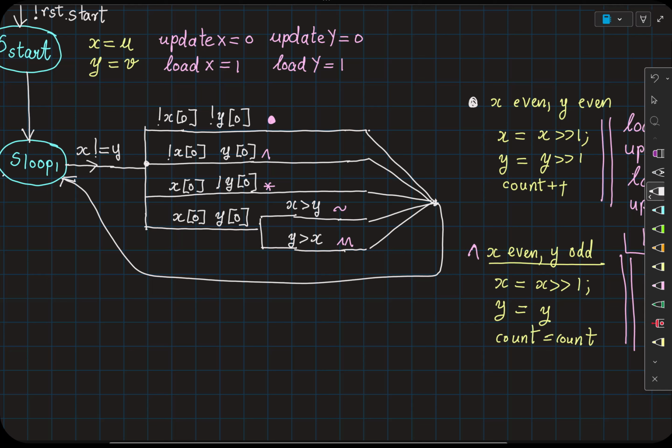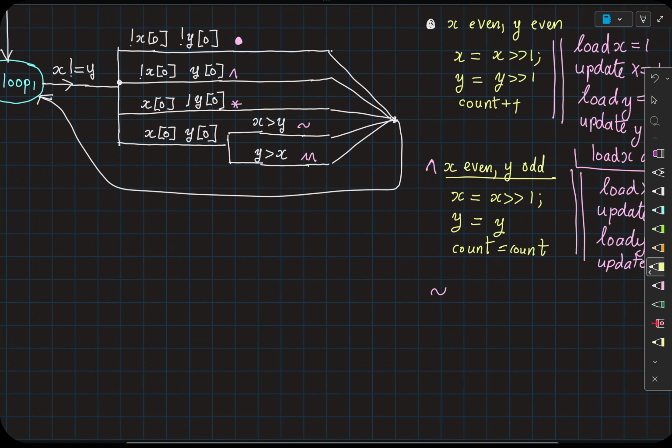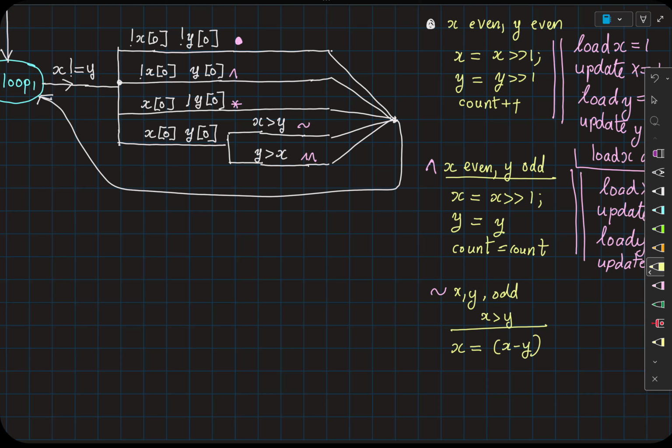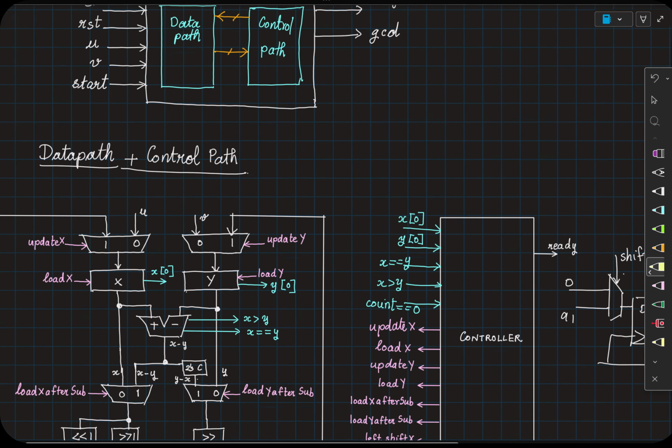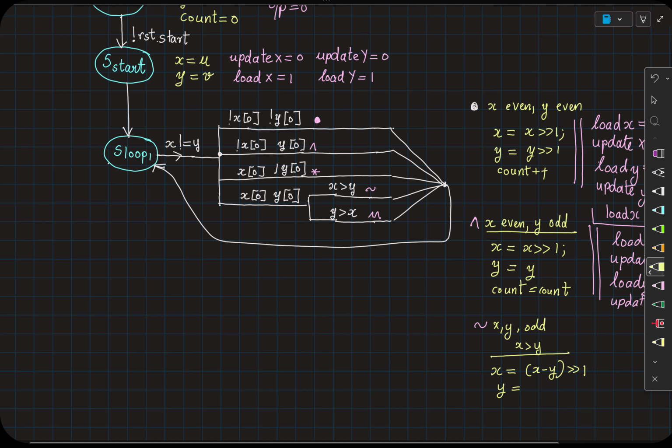Let us also do this case where x is greater than y. So we are looking at this case. Both x and y are odd and x is greater than y. So what are the operations you expect to see? What should happen to x? It should become x minus y, right shifted by 1. Y? All the resources are with you. What should happen to y? Yes, y has to be held. Count? You have to hold the count.